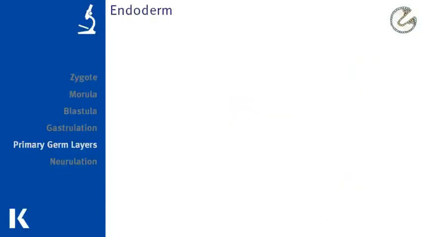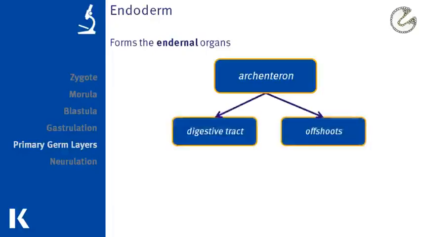Let's start out by looking at our innermost germ layer, the endoderm. This germ layer tends to become the internal organs, so you can remember this layer by recalling that the endoderm forms the end-dermal organs. The endoderm is formed inside the archenteron, which we now know develops into our primitive gut. The archenteron becomes the digestive tract and its offshoots.